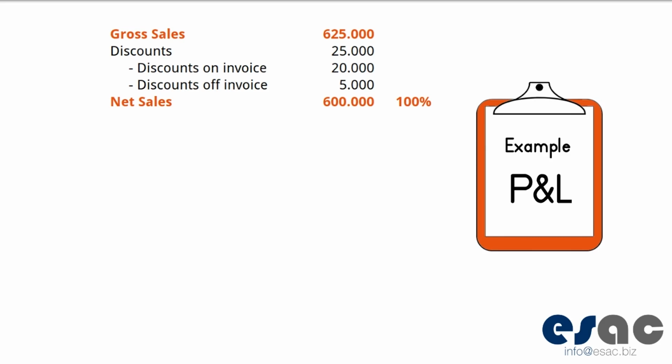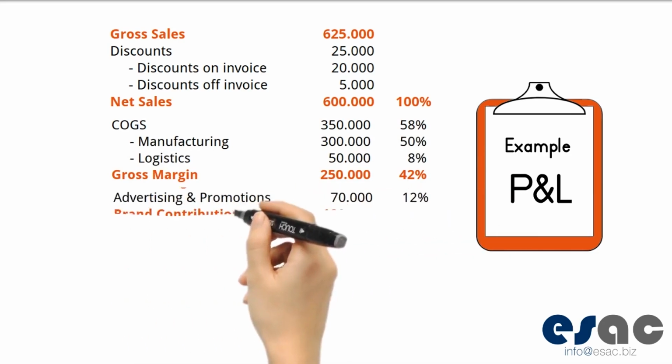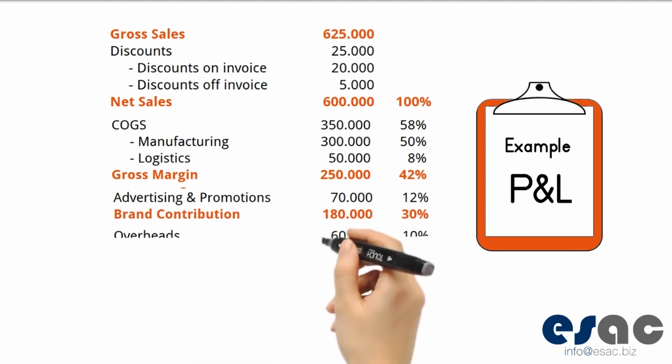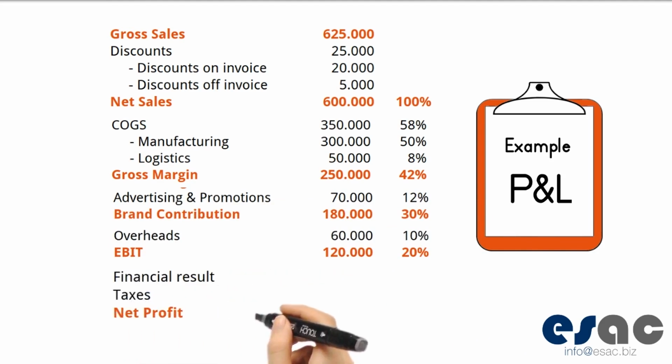The cost of raw materials, factory salaries and other manufacturing expenses has been $300,000, and another $50,000 corresponds to logistics costs, obtaining a gross margin of €250,000. If we deduct advertising and promotion of $70,000, we get brand contribution of €180,000, and after deducting overhead costs we obtain earnings before interest and taxes, or EBIT. If finally we deduct financial result and taxes, we'll obtain net profit.